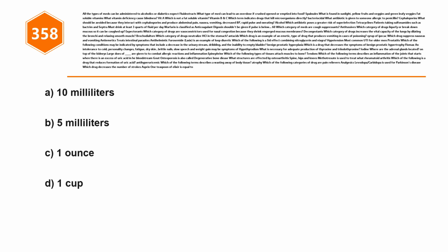Intolerance to cold, personality changes, fatigue, dry skin, brittle nails, slow speech and weight gain may be symptoms of hypothyroidism. What is necessary for adequate production of thyroxine and triiodothyronine? Iodine. Where are the adrenal glands located? On top of the kidneys. Large doses of blank are given to combat allergic reactions and inflammation.